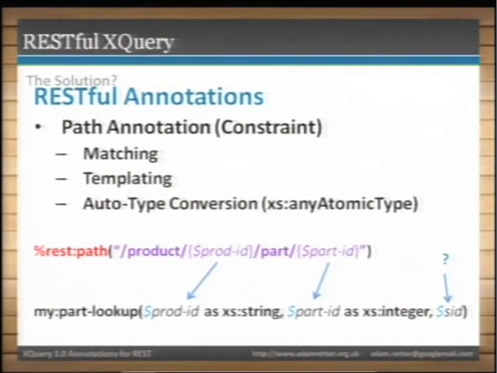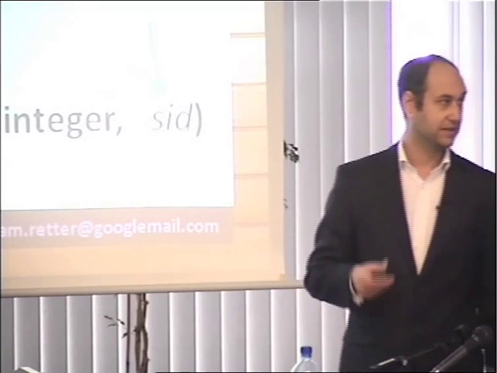Okay? So a path annotation looks a little bit like this. We have URI templating built in. So if my function is down here, and I put this annotation on it, this is how this part of the URI gets mapped into a variable in my function. And there's a certain amount of auto type conversion that I've tried to build into the spec. So if this is a number, and you've declared it as an integer here, at runtime it'll attempt to auto-convert it for you.